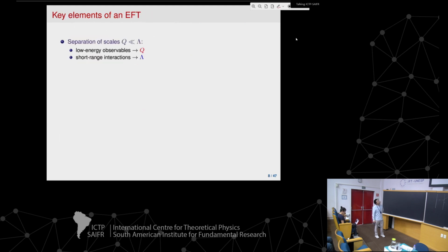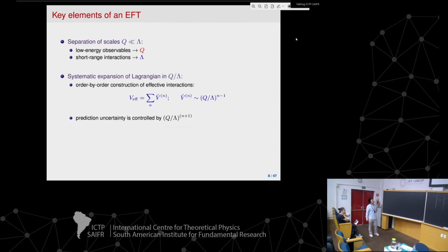So we can see that the key element for an effective field theory is this separation of low momentum scale and high momentum scale. We already mentioned that this Q is related to the low energy observables, and lambda is related to underlying theories, so basically short range interactions. And so now you have a systematic expansion of your Lagrangian based on this Q over lambda expansion.